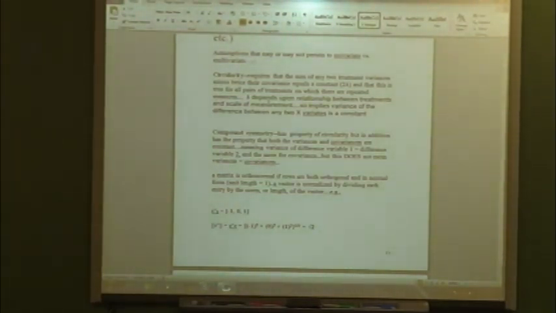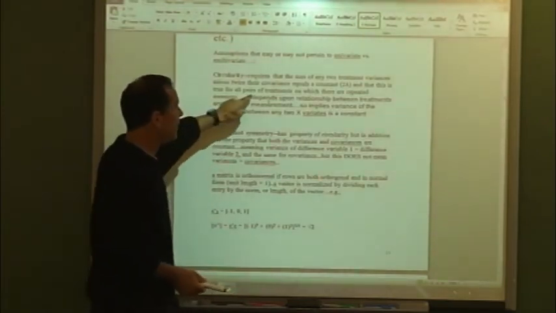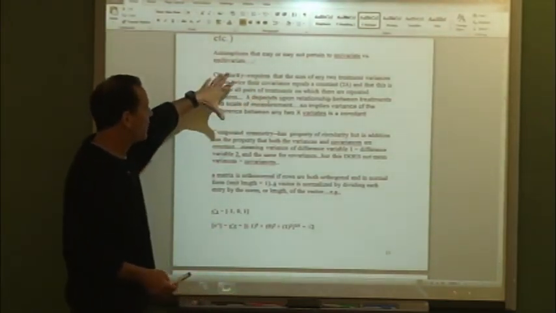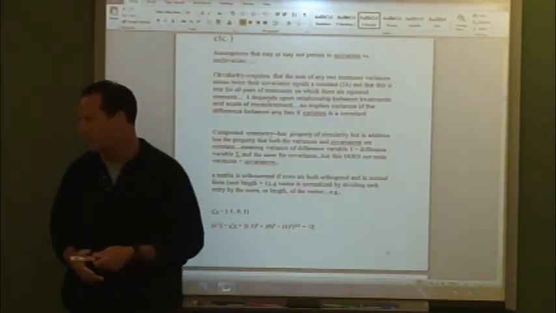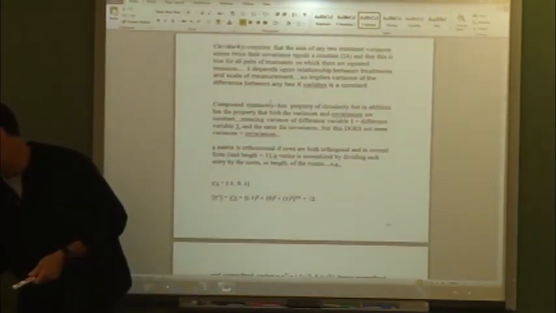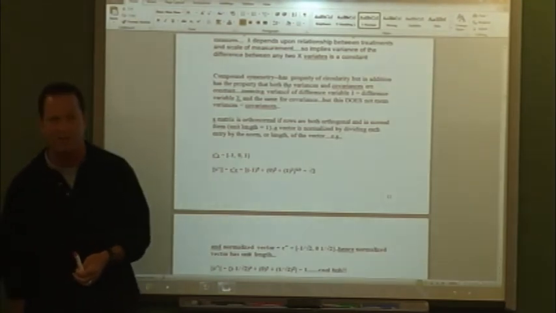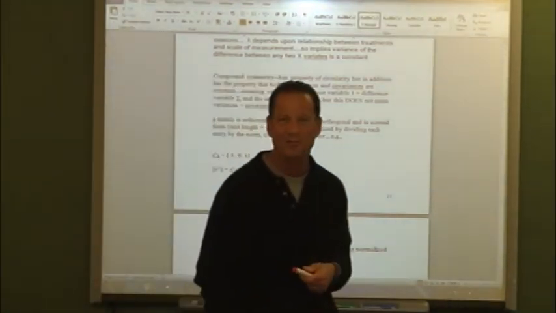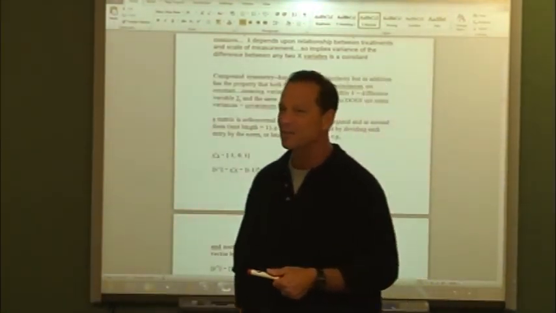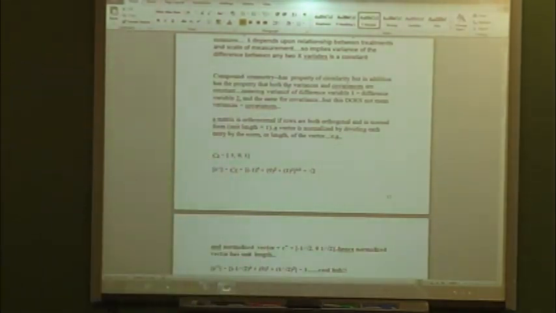So here, everybody, there's ways of being able to get variance for a composite, which is used a lot in psychometrics. Circularity is kind of like that. And it means that we hope that the pairs of treatments all have similar variances. Compound symmetry has the property that both variances and covariances are constant. And you had that in your class. That was a test question. You had that on your exam, everybody, for your second exam.